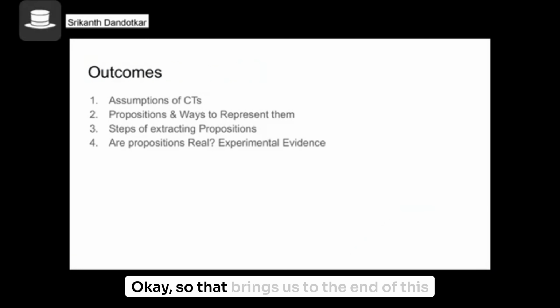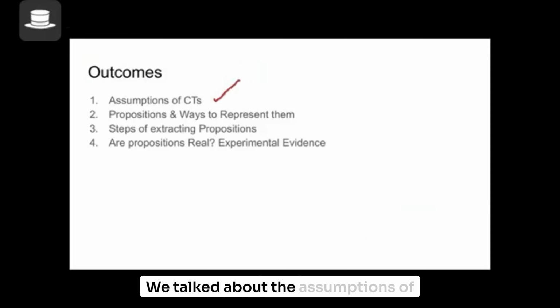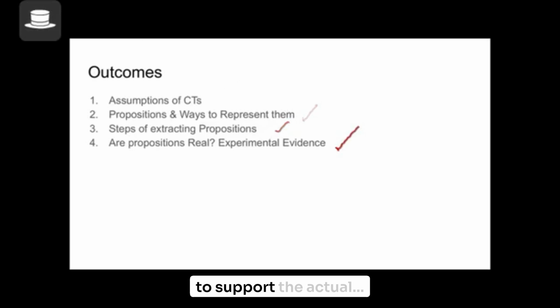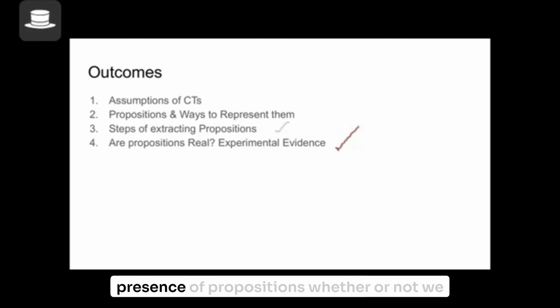Okay, so that brings us to the end of this unit. We talked about the assumptions of comprehension theories in general. Then we talked about what propositions are and different ways of representing them. Then we also talked about 4 steps of extracting propositions. Then we looked at the experiment as evidence to support the actual presence of propositions, whether or not we actually extract meaningful units.